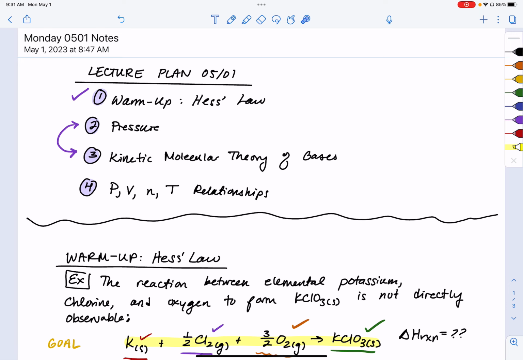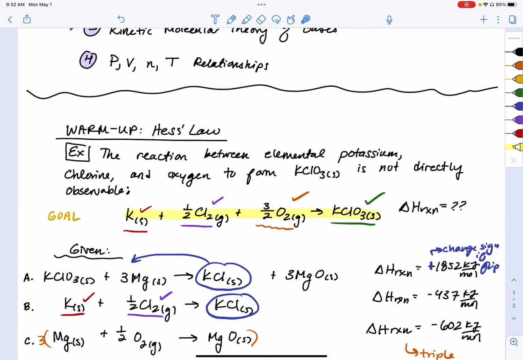I have decided to do a little change up in how I present these topics to you. So instead of looking at pressure, we're actually going to look at the kinetic molecular theory of gases first, because I think that understanding this theory or model of how gases behave is going to do a lot to help us understand pressure and its relationships to things like volume, quantity of moles, and temperature further down the line. So I think I'd rather start with kinetic molecular theory.